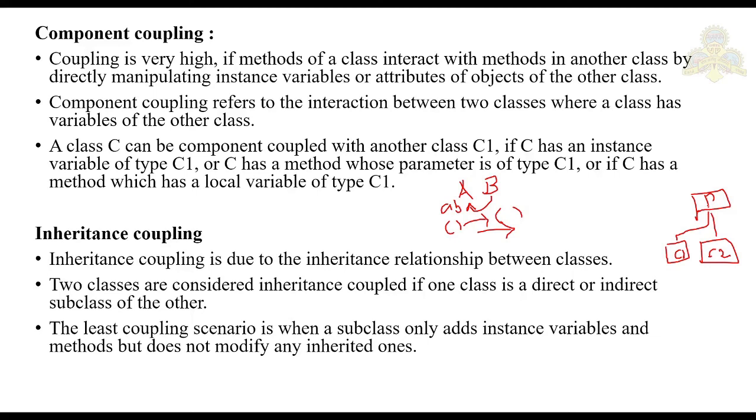Okay. Now the least coupling scenario in inheritance coupling occurs when a subclass only adds instance variables and methods, but does not modify anything from the inherited ones. So these are the three types of coupling, right?